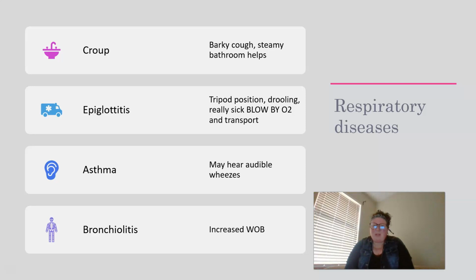Asthma, this could be bronchoconstriction from allergens in the environment. You may hear an audible wheeze. The treatment could be a beta-2 agonist if it's prescribed. And bronchiolitis, this is infection and lower airway obstruction. It can lead to pneumonia. It causes an increased work of breathing in infants and babies. It causes them to not be able to drink their bottles. They can sometimes get dehydrated. They can have symptoms of dehydration and respiratory distress.